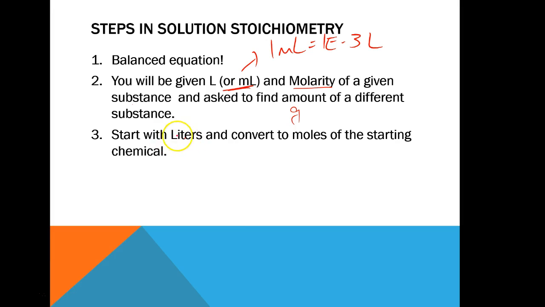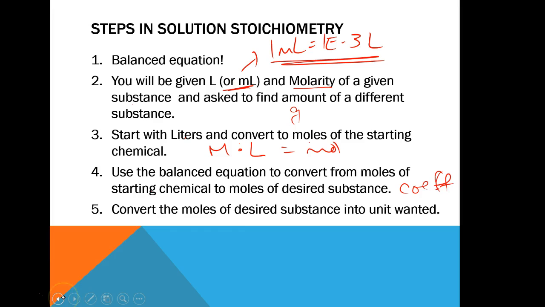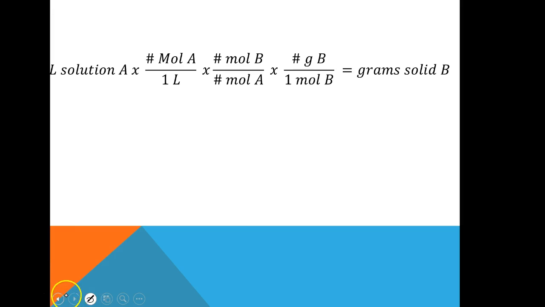So what you're going to do is start with liters. That's why I say you're going to need this conversion. And you're going to convert to moles of whatever it is you're starting with. Okay? Because molarity times liters gives you moles. And then you're going to use the balanced equation to convert from moles of the starting chemical to the moles of the desired substance. Remember, this is where you're going to use the coefficients. And if you don't do this step, you're not doing stoichiometry. And then you're going to convert the moles of the desired substance to whatever they want. Like I said, most often it's going to be grams if we're doing precipitation stoichiometry, but it could also be particles. Just a matter of what they're looking for.